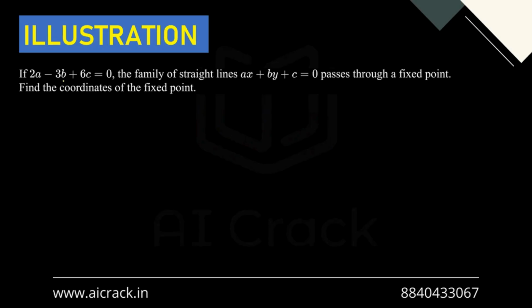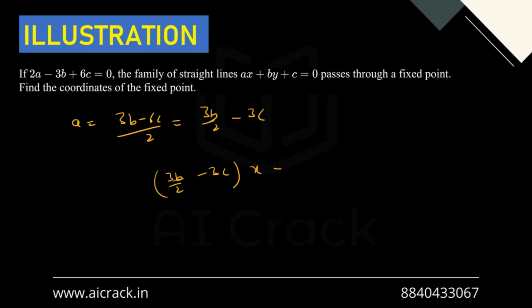So we have been given one more piece of information over here. So what I'll do, I'll substitute the value of a over here. So a equals to 3b minus 6c by 2. So basically that is 3b by 2 minus 3c. Okay, so I'll plug that value in this equation. That would give me 3b by 2 minus 3c times x plus by plus c equals to 0.